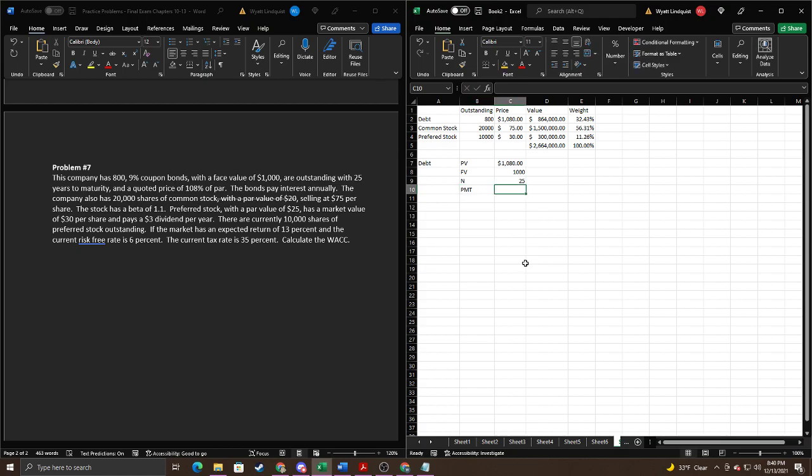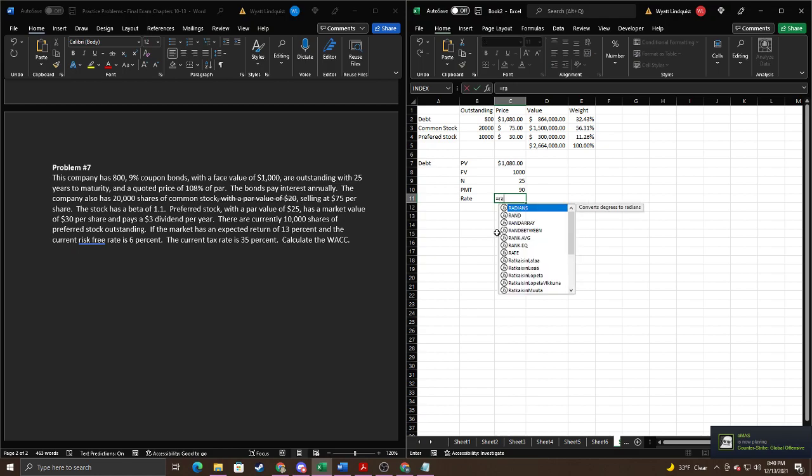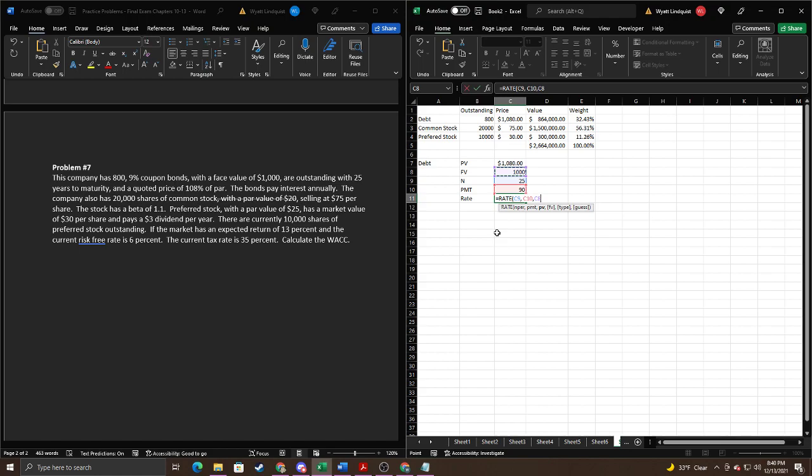And they have a payment or a coupon rate of 9% times the face value, so 0.09. So there we go. So they're going to pay out $90 every year. So now the question is, what is the actual cost of it? So we're going to do rates here, and so we're going to just do equals rate, and we're going to have the number of periods 25, the payment of 90, the present value today, which remember you have to make the present value negative, and then the future value in the end.